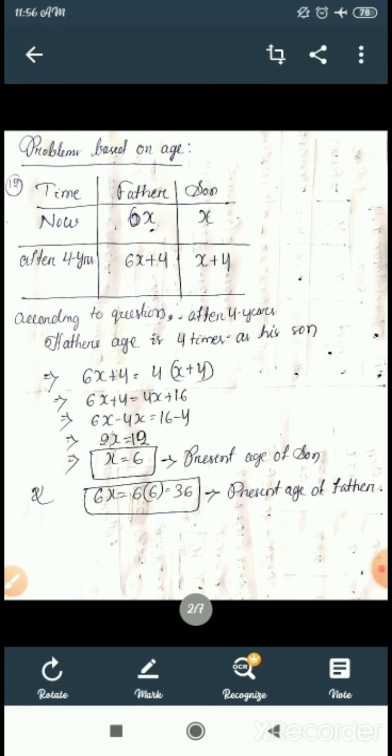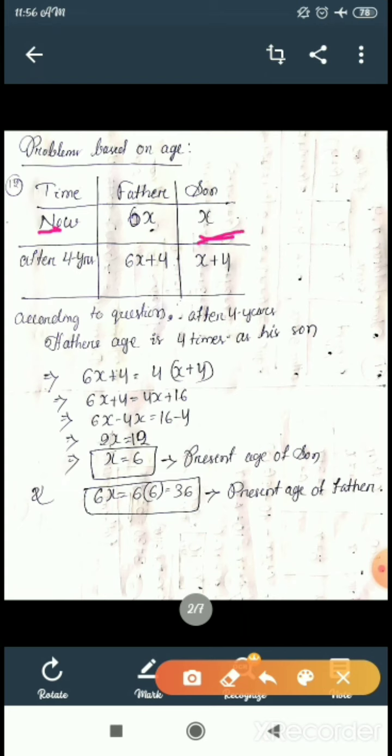Okay, the time. The present age: let us take the present age of son as x. So what will be father's age according to the question? The father's age will be 6 times son's age, means 6 times x. It is 6x. Okay, after 4 years, what will be father's age? 6x plus 4, and son's age is x plus 4.